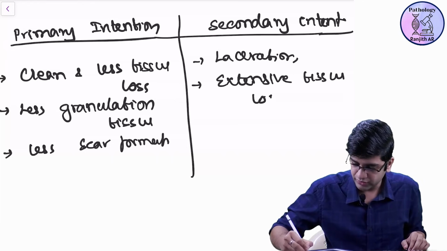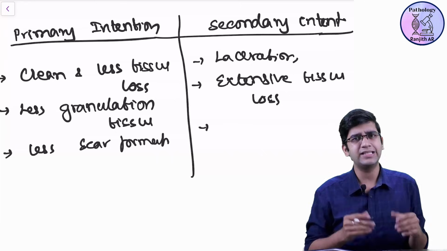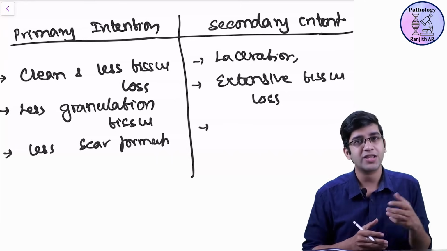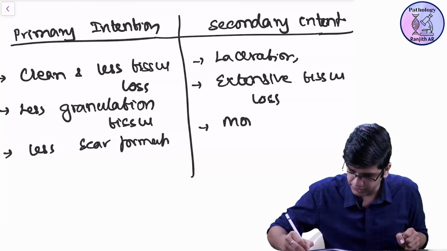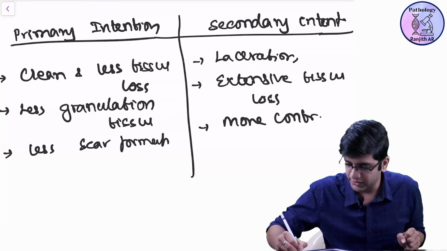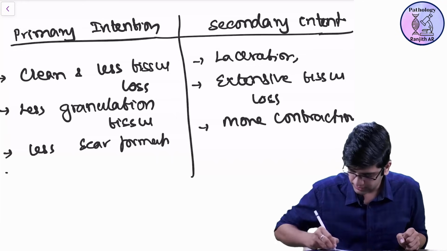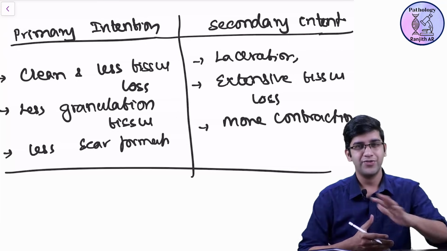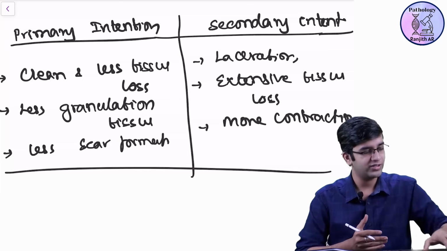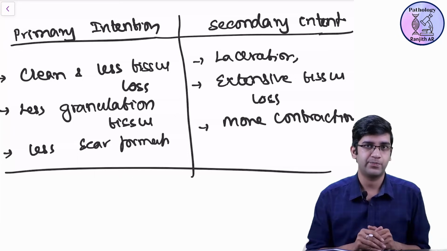So I have an extensive tissue loss and I have infection. When it heals, I will have scar. Or in other words, I call it wound contraction is more here. There will be more contraction here compared to the other one. Fine. There's a basic difference between primary intention healing and secondary intention healing. We know the base. We know what are the things involved. Now we are going to go to steps.